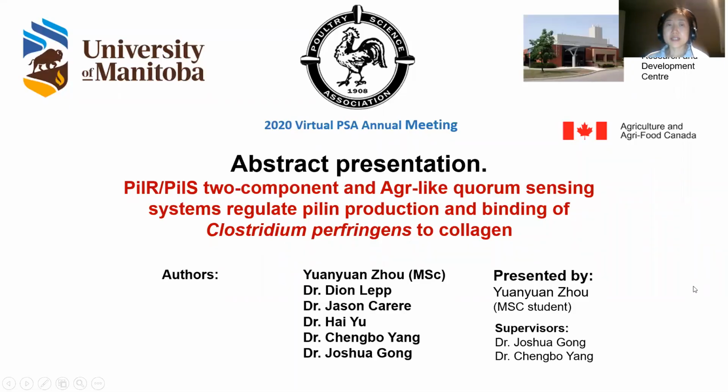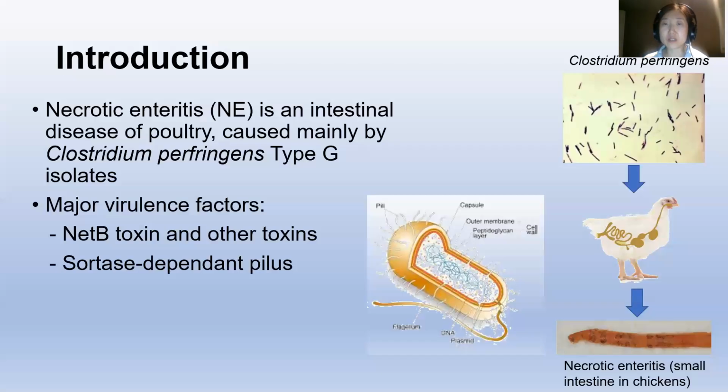Hello everyone. Today I'm going to present our paper abstract entitled PilR/PilS two-component and AGR-like quorum sensing systems regulate pilin production and the binding of Clostridium perfringens to collagen.